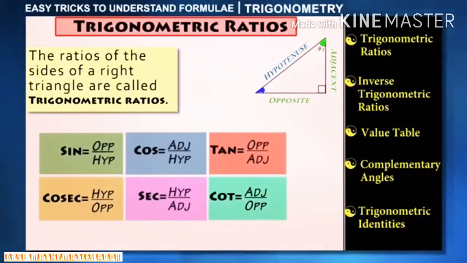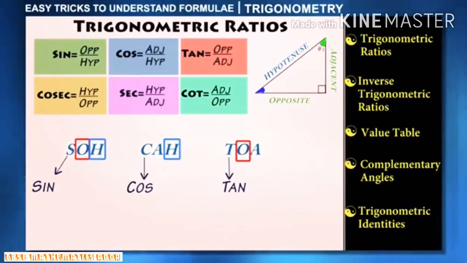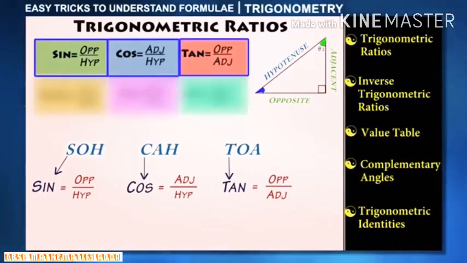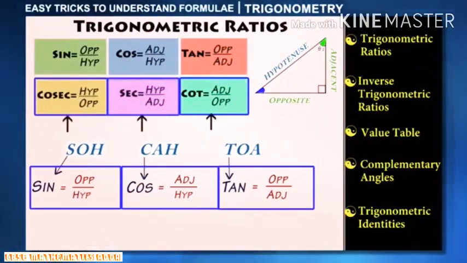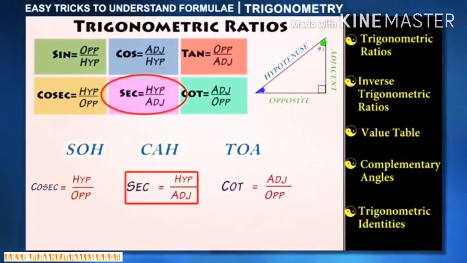sec, and cot. In our very first session, we saw one mnemonic, SOHCAHTOA, which is helpful to learn these ratios. Here S, C, and T stand for sine, cos, and tan. O, H, and A stand for opposite side, hypotenuse, and adjacent side. These 3 are the basic trigonometric ratios, and to get the remaining 3, we need to just reverse these ratios. And thus we get cosec, sec, and cot.